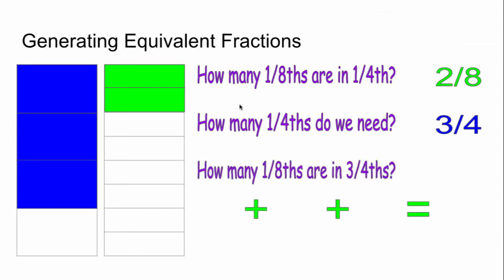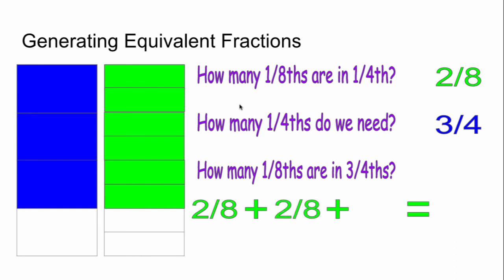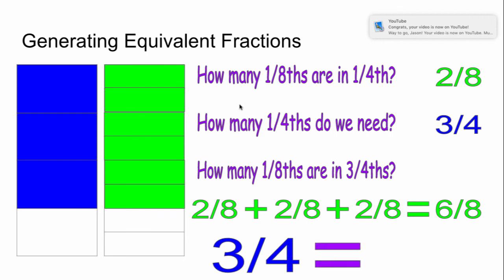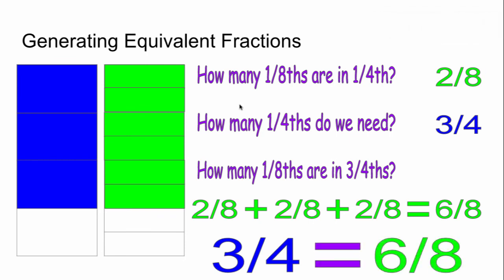Well, we're going to start counting our eighths again. We know that there are 2/8 in 1/4, so 1, 2, 3, 4, 5, 6. That's 6/8 that's equivalent or equal to our 3/4, and we can express it as a sum this way: 2/8 plus 2/8 plus 2/8 equals 6/8. Therefore, 3/4 is equal to 6/8.